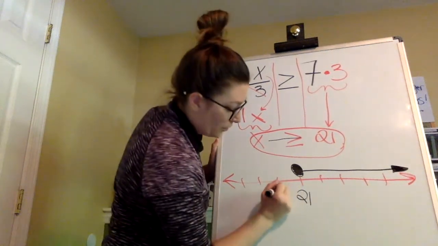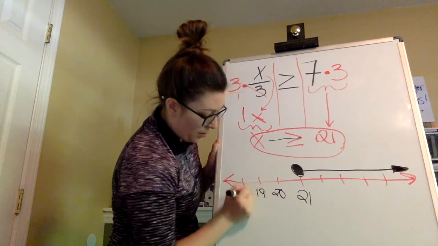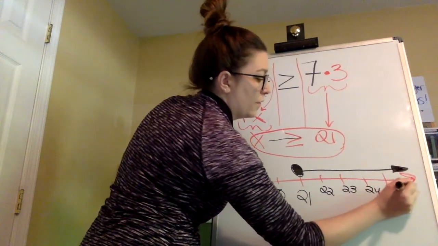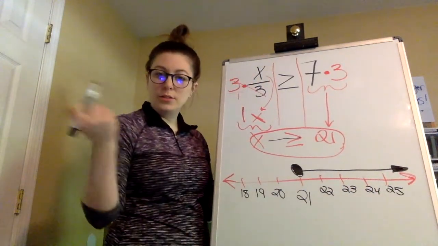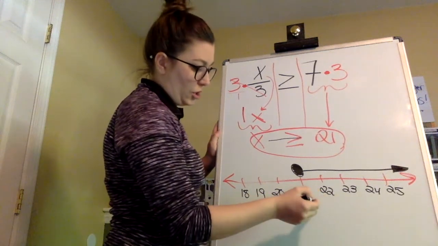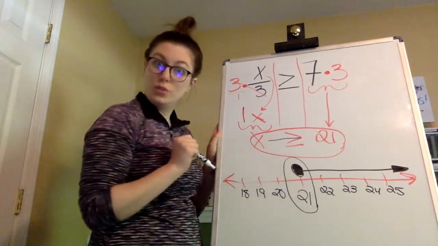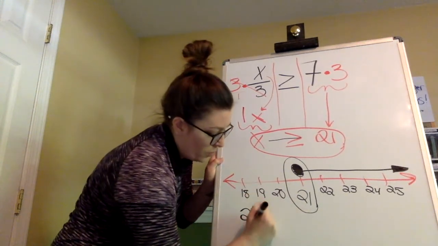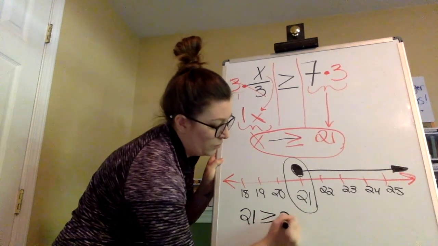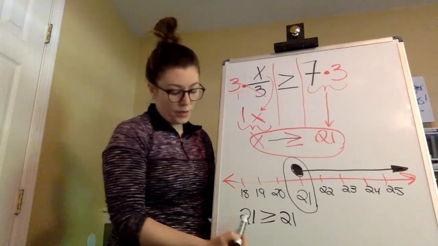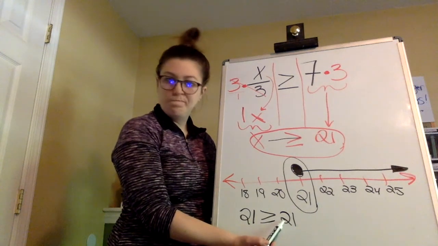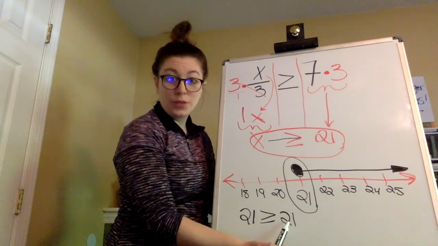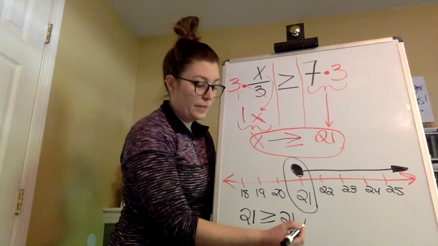So fill in the rest of your numbers here. 18, 22, 23, 24, 25. Choose a number, do your check step. So let's choose 21 this time, okay? So now we can say, okay, is 21 greater than or equal to 21? Well, is 21 greater than 21? No, they're not greater than. They're the same, right? So 21 is equal to 21. So that checks out, so that means we've done it correctly. Good job.